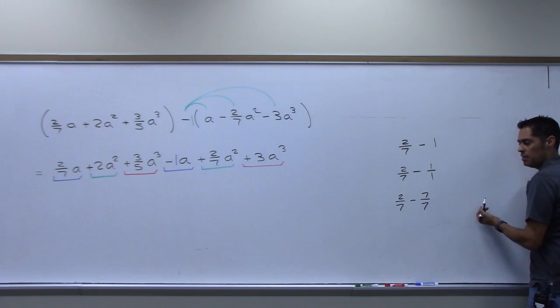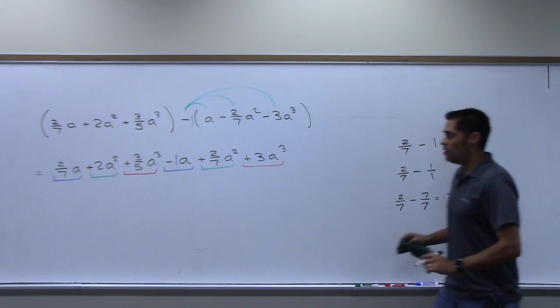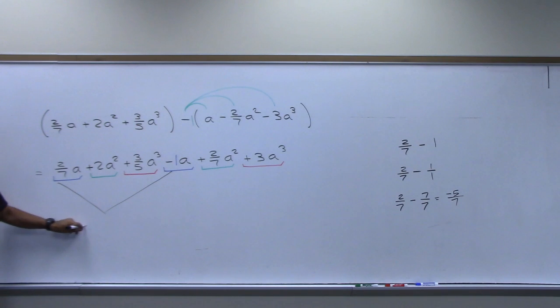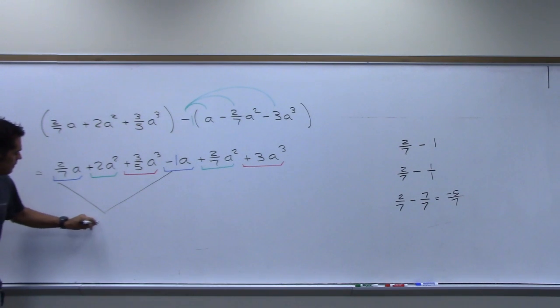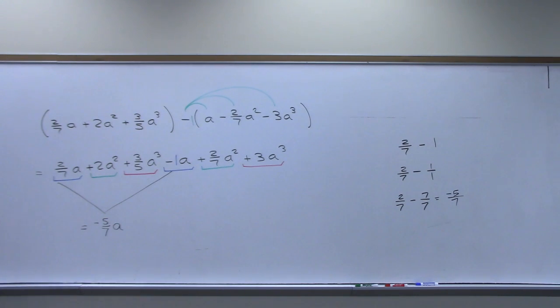2 take away 7, -5/7. So I know that these two together, right there, become -5/7a.